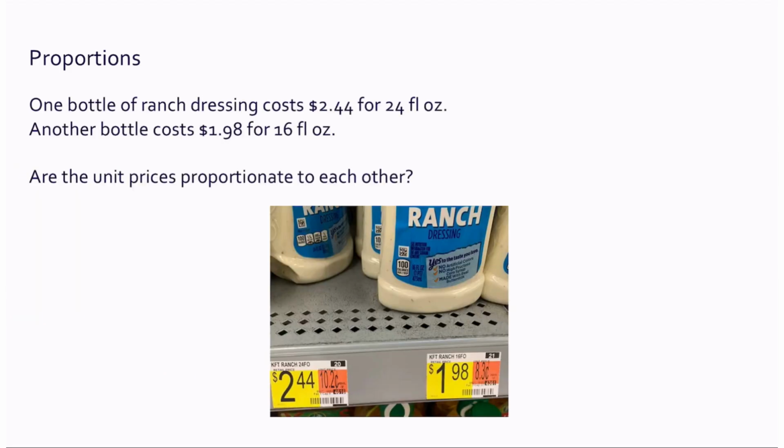What about coming back to our bottles of ranch example? Are the prices proportionate to each other?